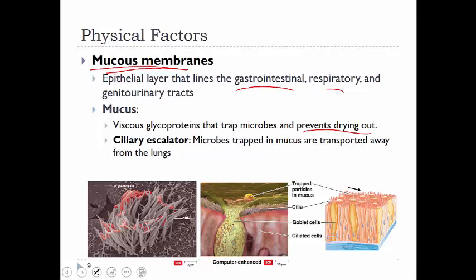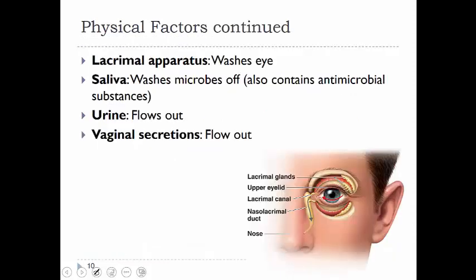Now, an example of something that happens in your lungs is a ciliary escalator. This is where microbes that get trapped in the mucus actually get waved away, if you will, where they're going to be pushed out of the system. That mucus is going to be cleaned out. That's going to keep microbes from being able to infect the cells there because the mucus is protecting it.